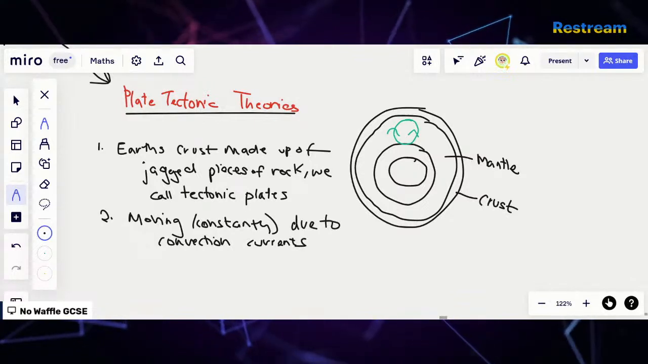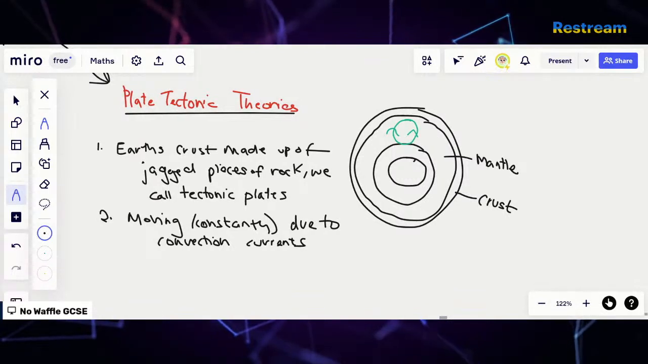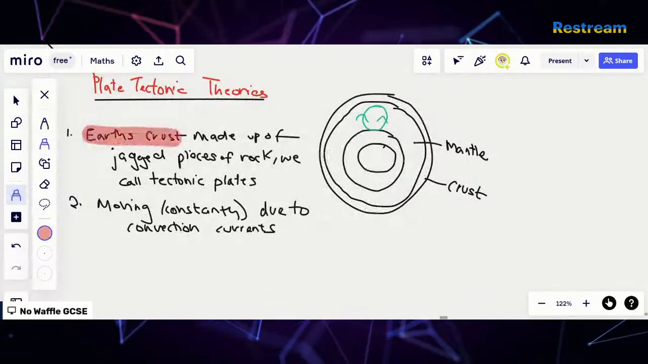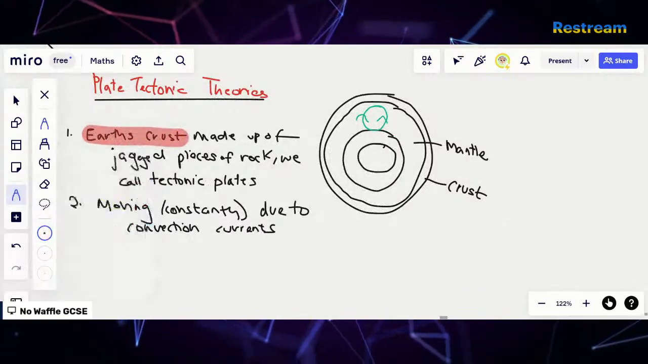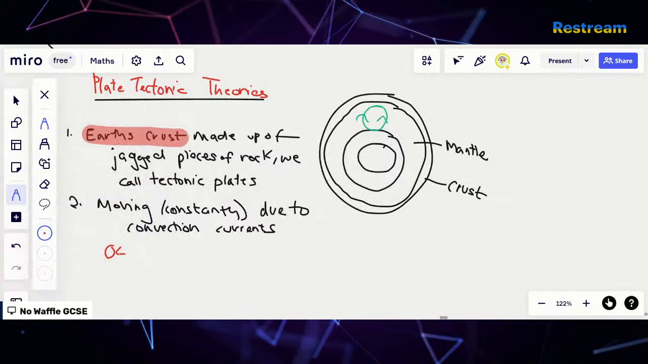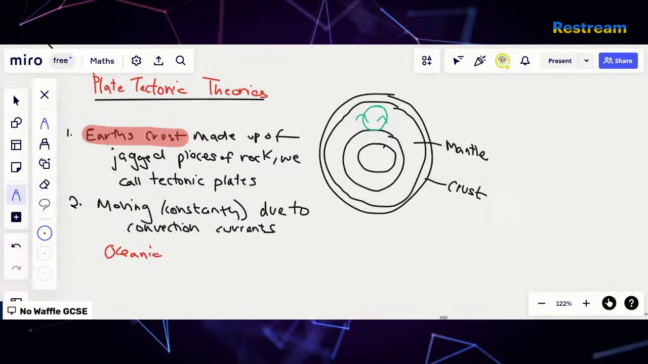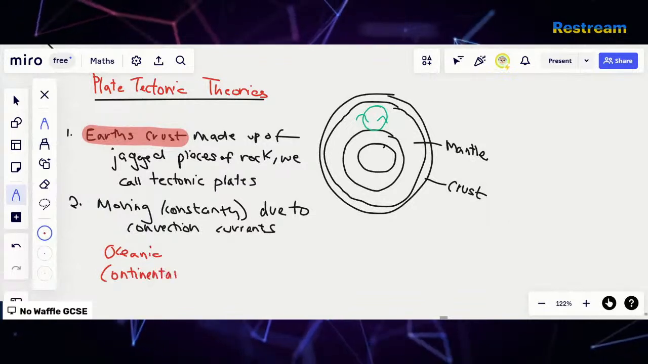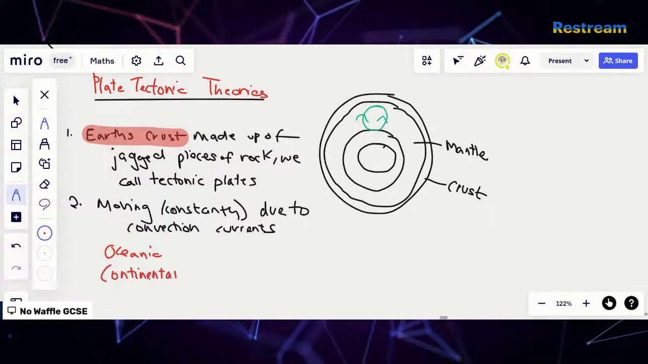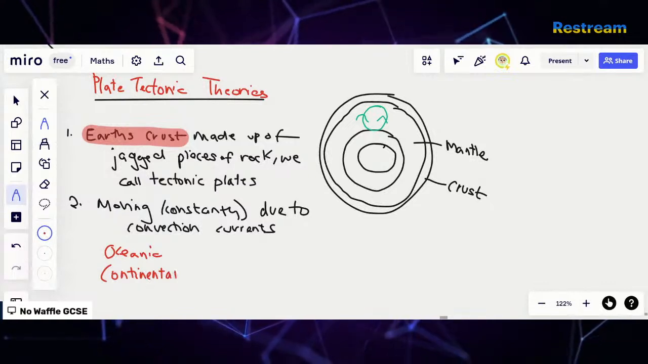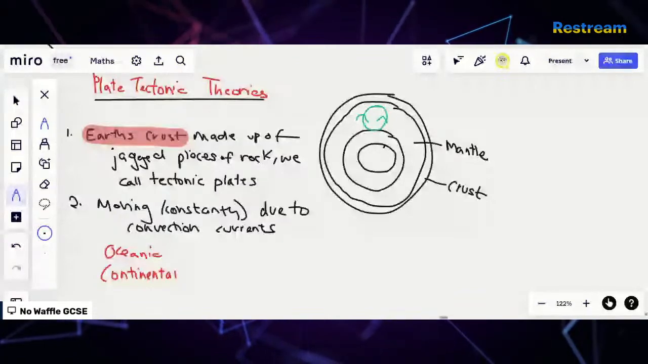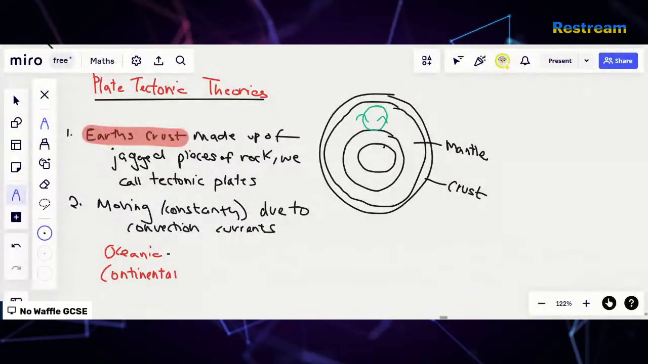Now, there's actually two different types of crust that you're going to need to know. The first one is what we call oceanic, and the second is continental. So the oceanic sits on water, and the continental sits under the land that we sit on today. So oceanic and continental have different properties.